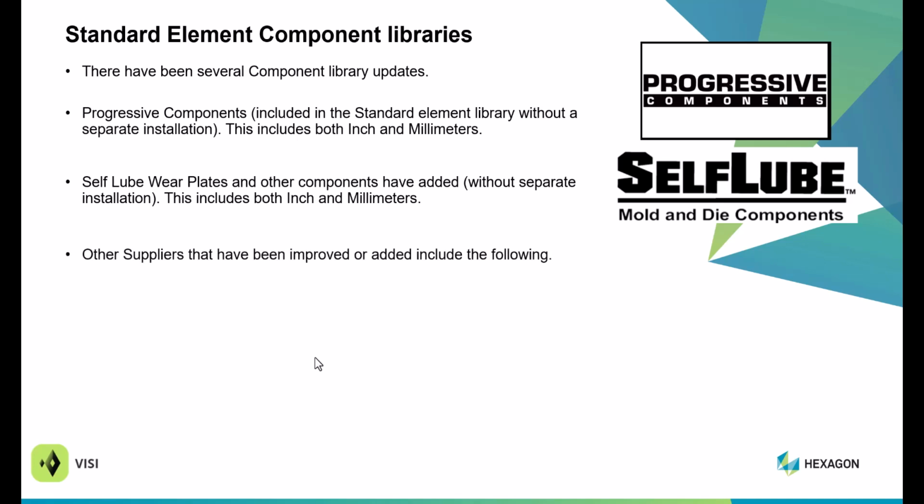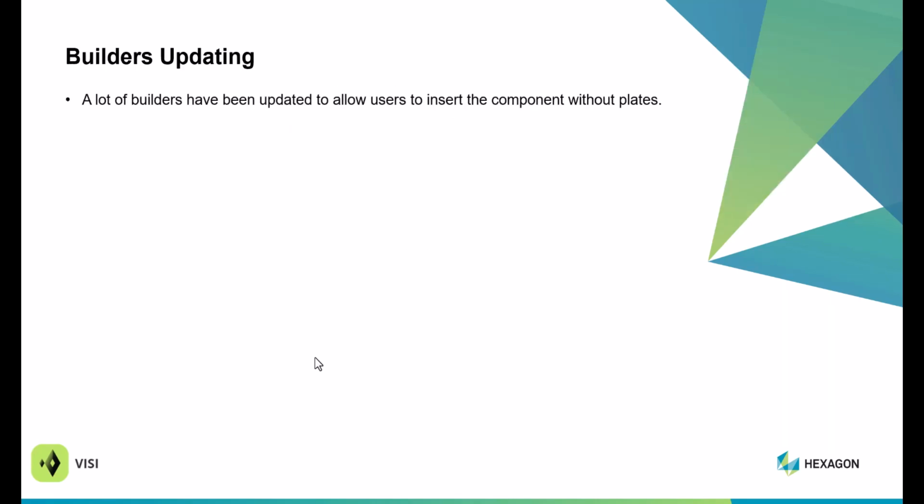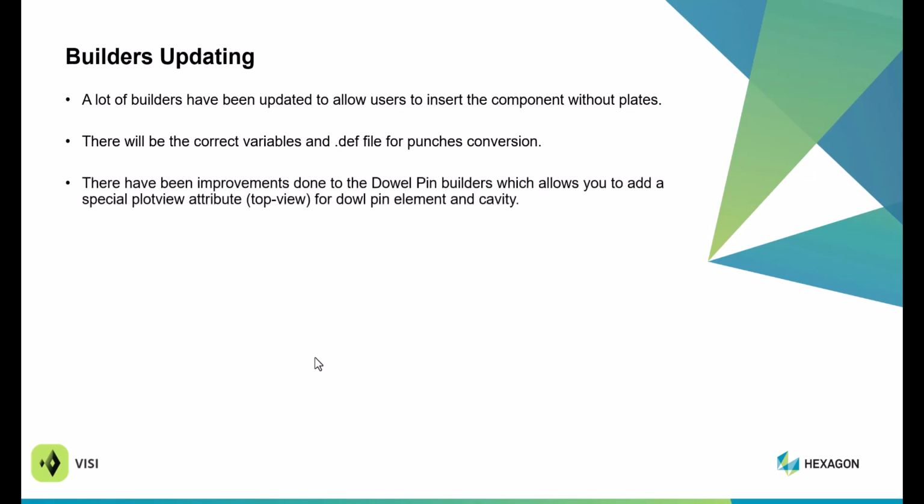Other supplier libraries that have been updated are as follows as well. So you've got, just to highlight a few of them, the DME, Hasco, Wiesberger, Misumi, and so on. Within the builder updates, there's been a lot of builder updates that have been added within this library as well. So within builders, you can actually create the component without actually selecting a plate. There will be corrected variables within the DEF library for punch conversions as well.